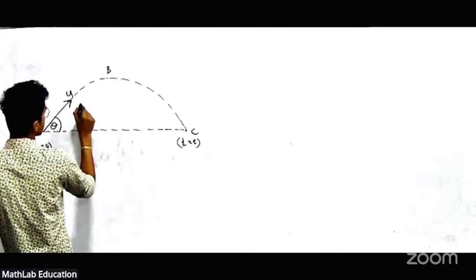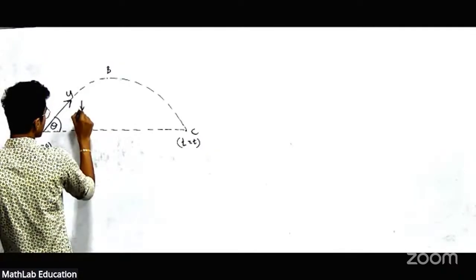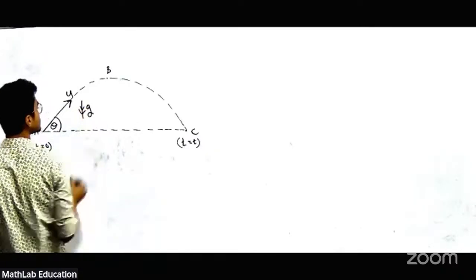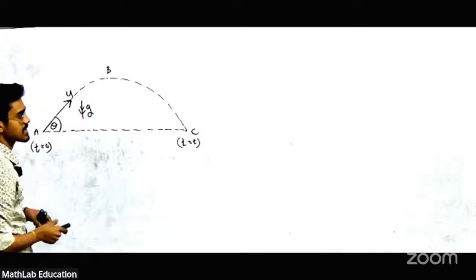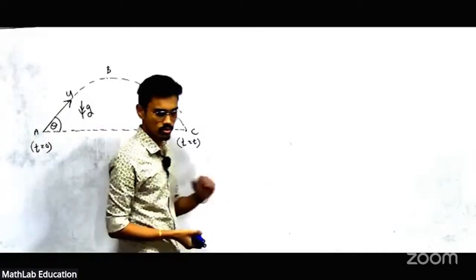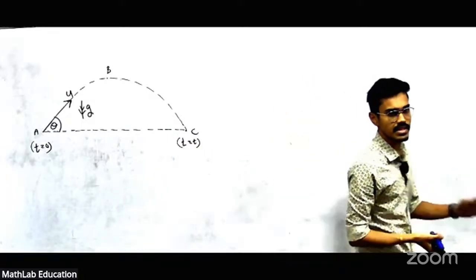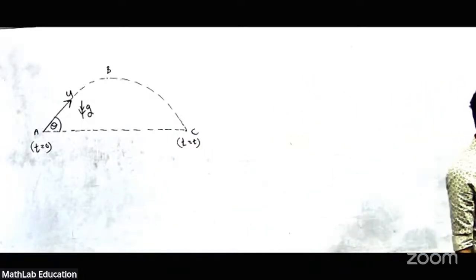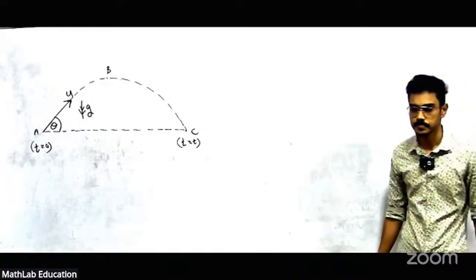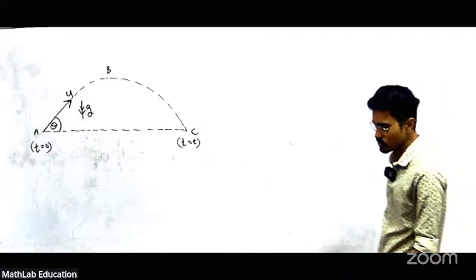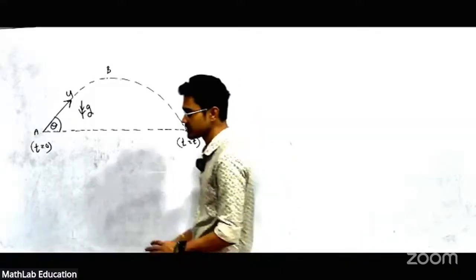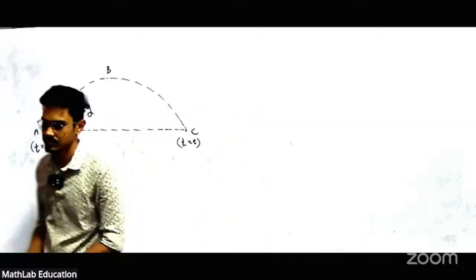Any projectile motion travels under gravity. So gravitational acceleration is here. Throughout the motion, at any point of this motion, we have gravitational acceleration, because it's a motion under gravity. I'm marking it here.